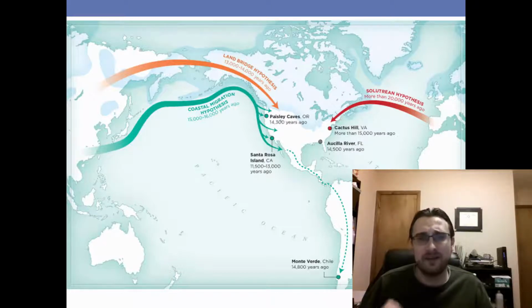Also, another piece of evidence that supports the Solutrean hypothesis is that the stone tools which became used particularly to hunt large game within the Americas, the megafauna, right? You're talking about like the woolly rhino, the woolly mammoth, the mastodon. Those tools are much more similar to what they were using in Europe at this point in time than what they were using in Asia.